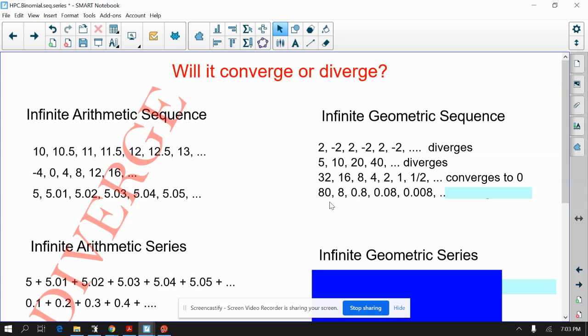And this sequence, 8, 0.8, 0.08, etc., what is going on here? Well, you keep on dividing by 10. So as a multiplier, you keep on multiplying by 1/10. And the same thing here. This also converges to 0.